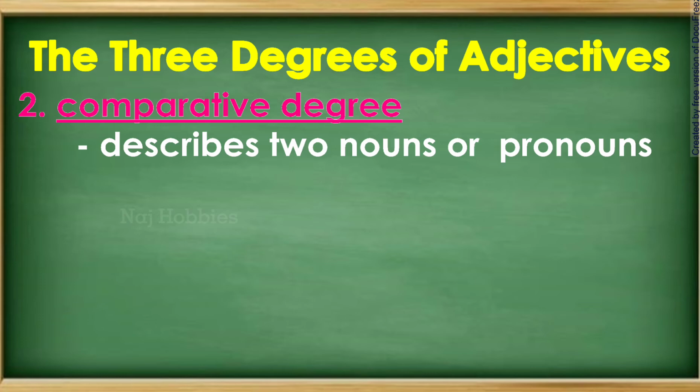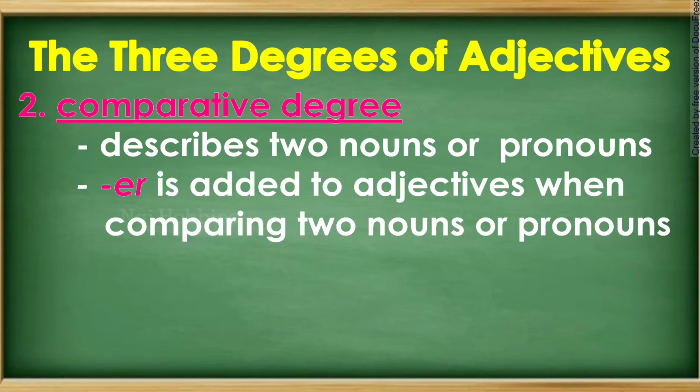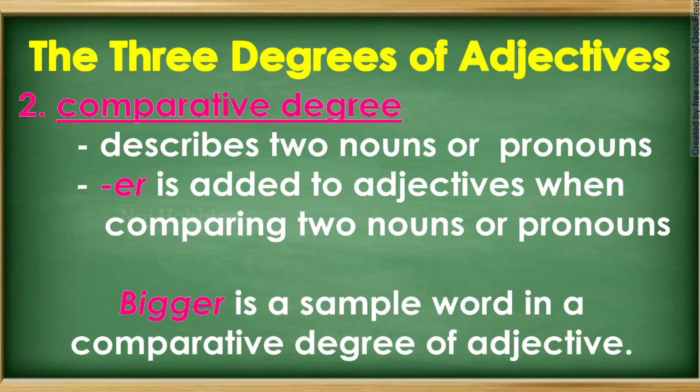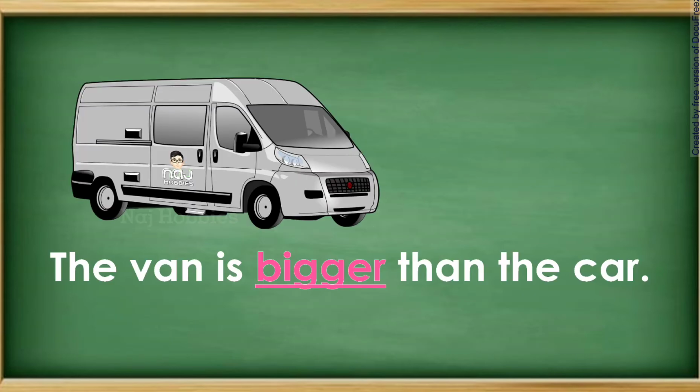Second, comparative degree describes 2 nouns or pronouns. ER is added to adjectives when comparing 2 nouns or pronouns. Bigger is a sample word in a comparative degree of adjective. Example, the van is bigger than the car.